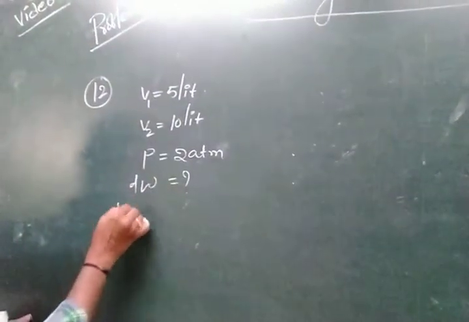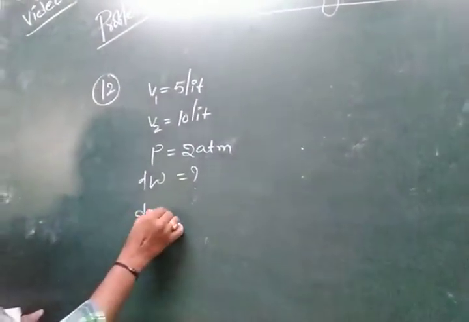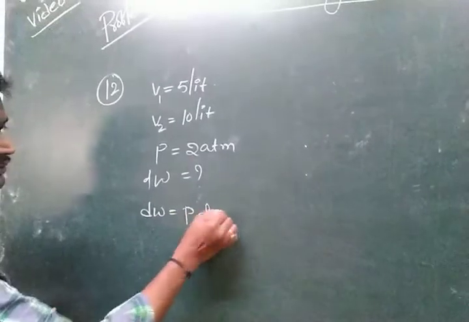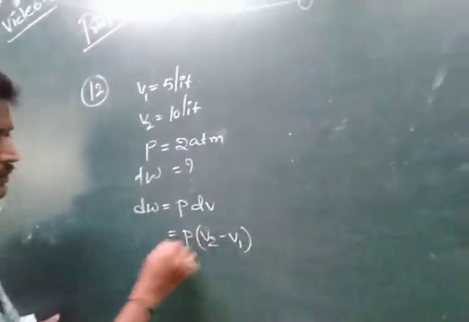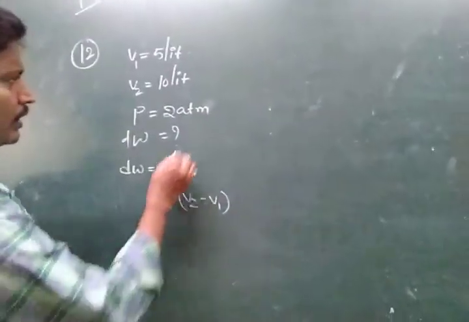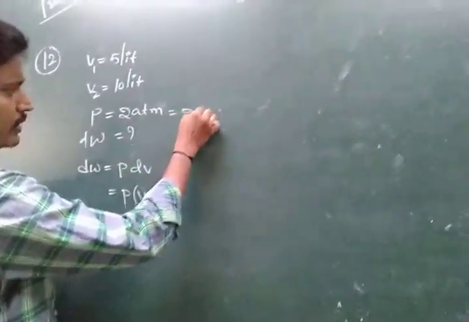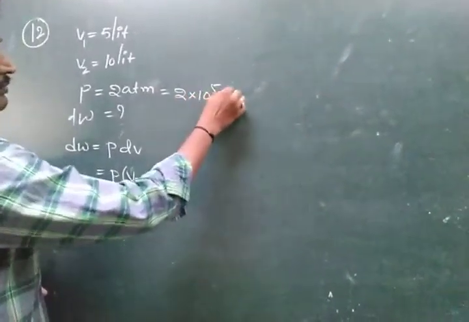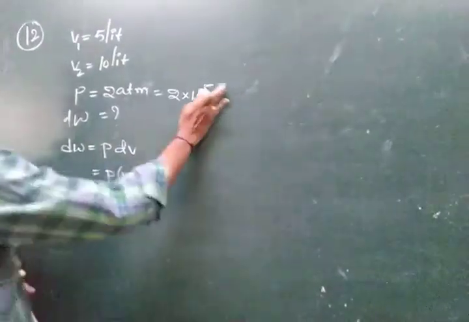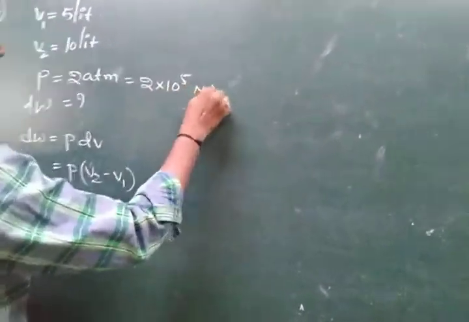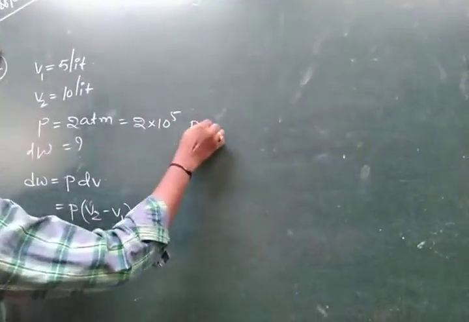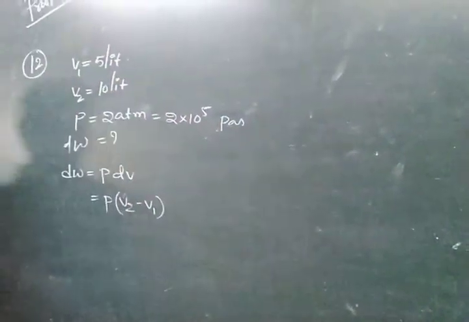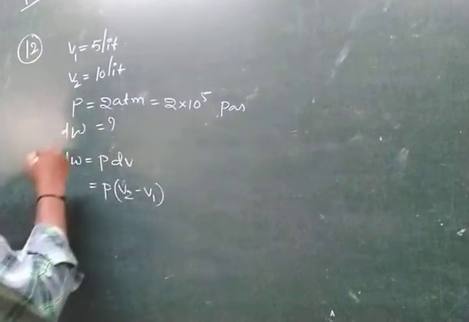So dW is equal to P dV, that is P times (V2 minus V1). Here P is in atmosphere. One atmosphere is 10 to the power of 5, in Newton per meter square, otherwise Pascal. You can directly write Newton per meter square or 1 Pascal.